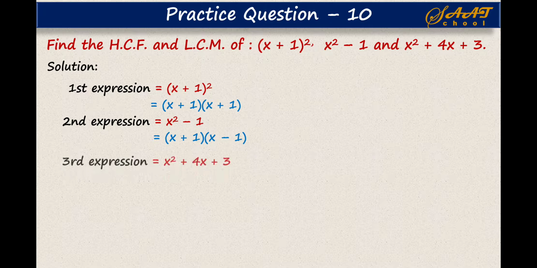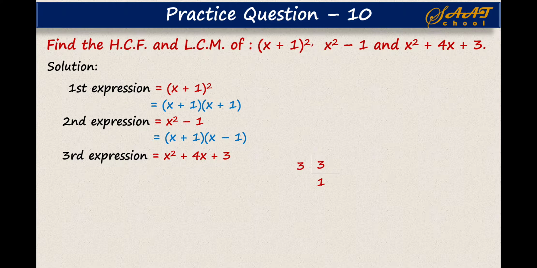And the third expression is x square plus 4x plus 3. So we have to factorize this expression. To factorize, we multiply the constant, here the constant is 3, and the coefficient of x square, here the coefficient of x square is 1. So if you multiply 3 and 1, that gives 3. Now the factors of 3 are 3 and 1, and that helps to get us 4x.